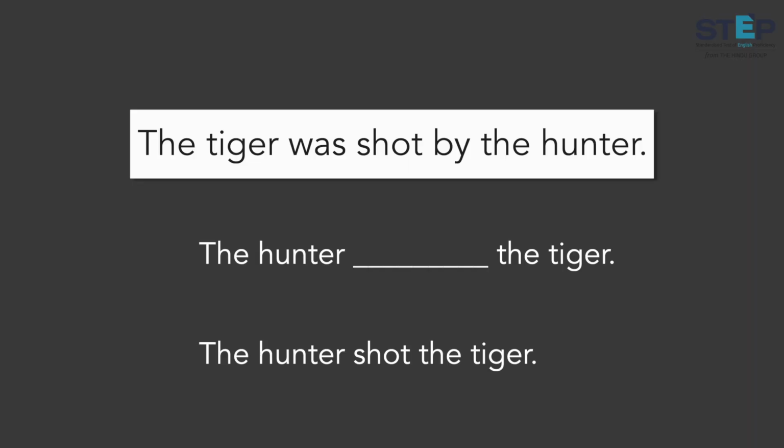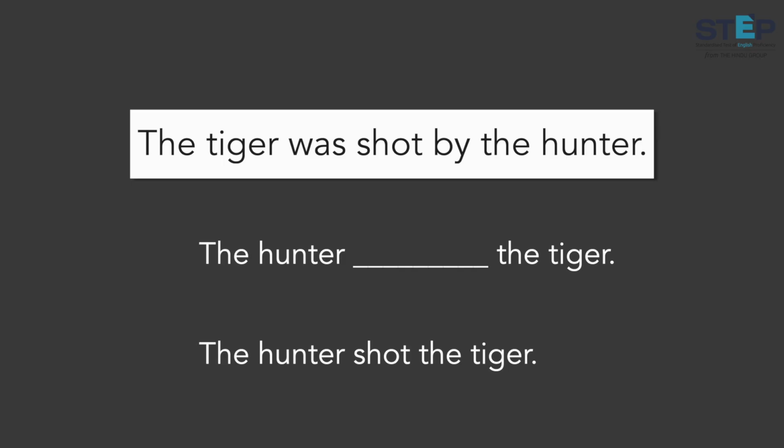We know that the active voice is where the person or thing that performs the action is in the subject position, that is, the starting of the sentence. The hunter is the person who is performing the action shoot. So the hunter must be in the subject position, that is, the starting of the sentence. Next, move the recipient of the action to the object position, that is, the end of the sentence. The tiger should move to the object position.